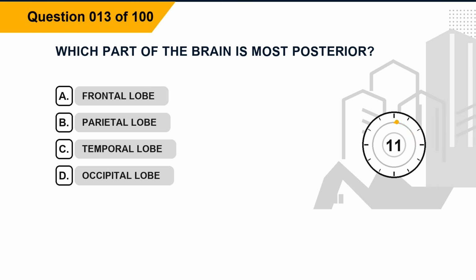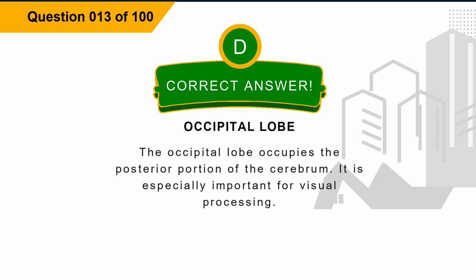Question 13. Which part of the brain is most posterior? Option A. Frontal lobe. Option B. Parietal lobe. Option C. Temporal lobe. Option D. Occipital lobe. The correct answer is option D. Occipital lobe.